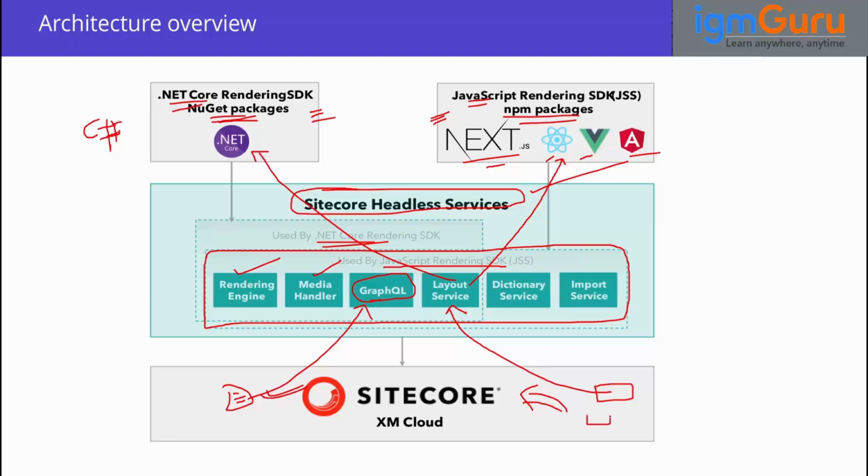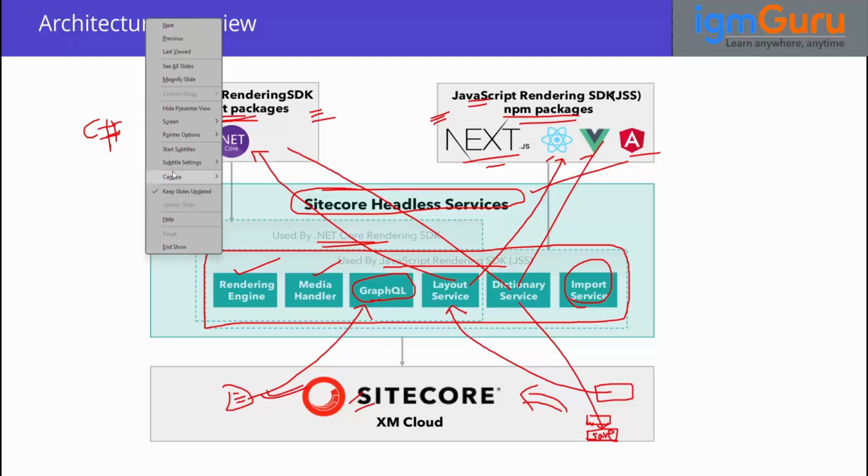If you have created some labels, for example some currency labels, or let's suppose you have some button on your website where you are showing submit or save, where do you store these kinds of labels? For that we can use the dictionary services. We can put them into the dictionary services, and we can get these dictionary services either onto Next.js or to .NET. We have the import services through which we can directly deploy our Sitecore-related items onto XM Cloud from our local machine. So there are a number of services that we have available here.